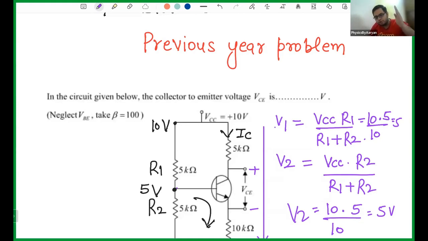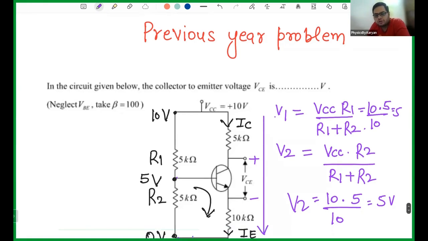In the left loop, if you go, you will see VBE. In the right loop, if you go, you will see VCE. And the third thing, which is very important, is that all the questions are coming from the common emitter configuration. That is the maximum number of times you will see that.